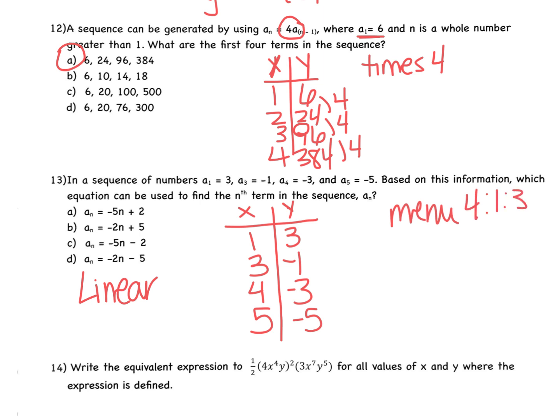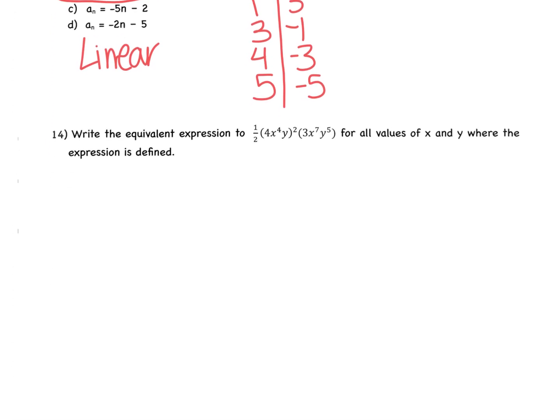You could also put it into Desmos, and when you do, make sure you pay attention. Notice that C has them flip-flopped. And then D has -2, but it has a -5 instead of a +5. So be very careful there.